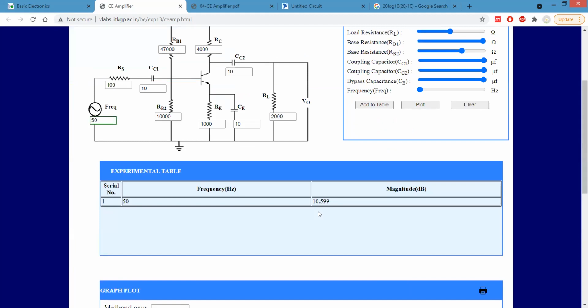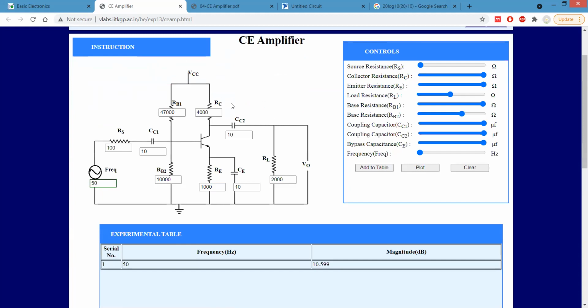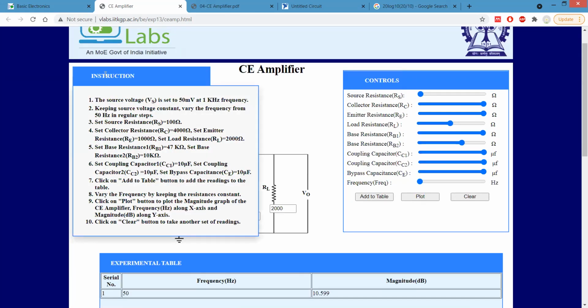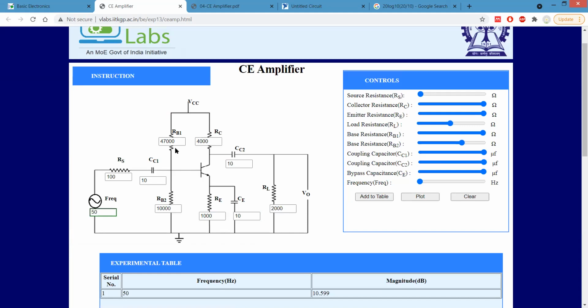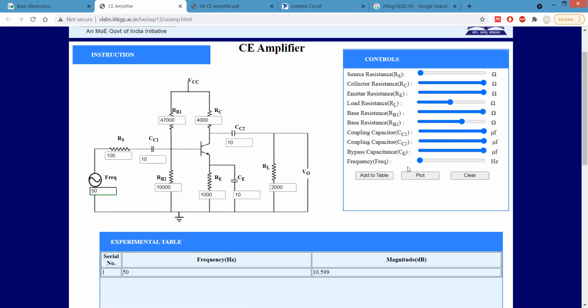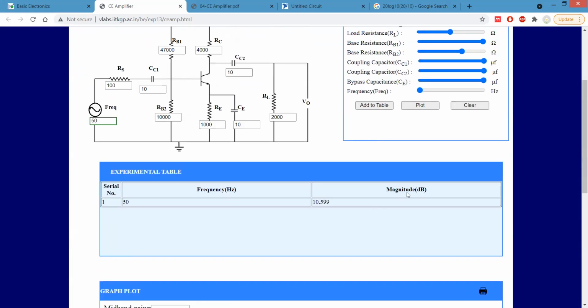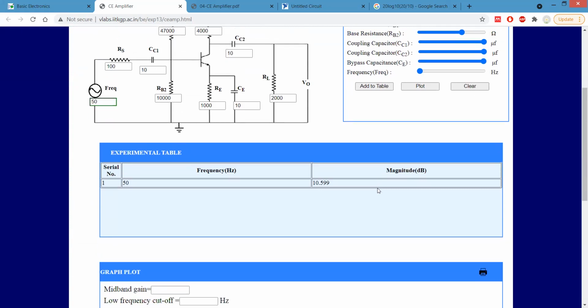Okay. Now you can see for this one, in this case, biasing is done, and frequency and amplitude are given. For the signal it is 550 millivolt, and for this case 50 hertz, we are considering this output gain. This is the gain value, the magnitude in dB.